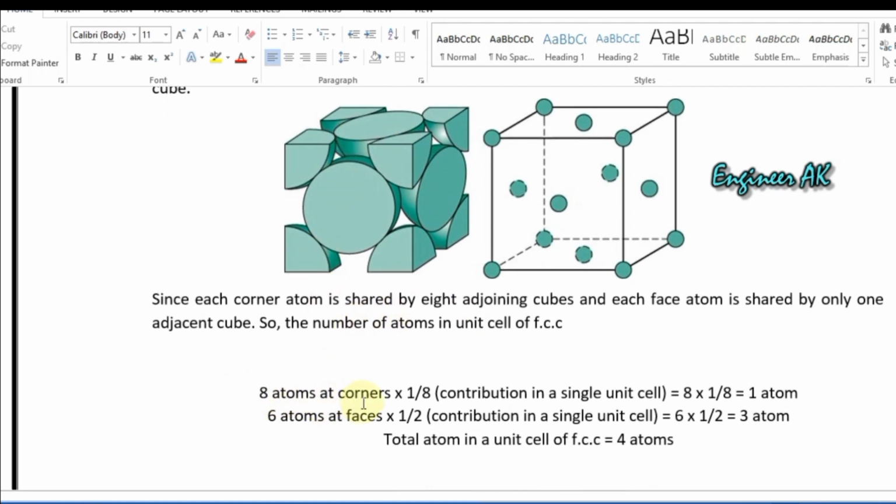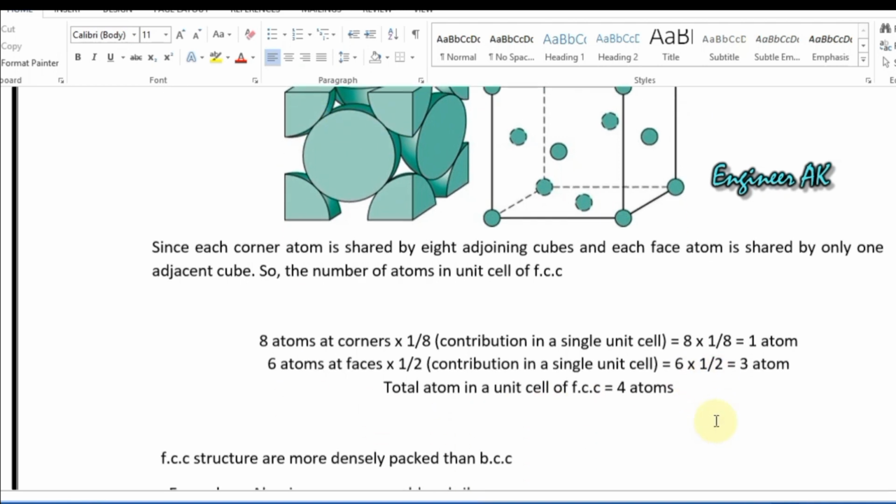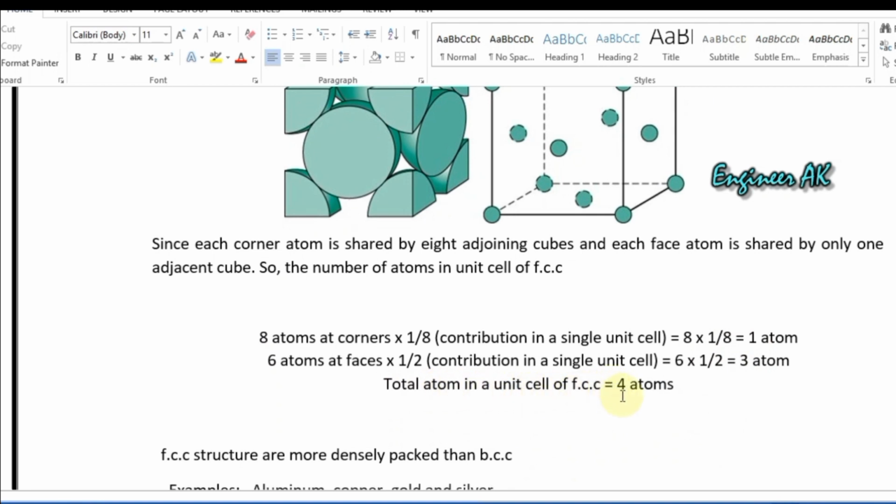So 8 atoms at the corners with 1 over 8 contribution, so total 1 atom, same as BCC. But there are 6 faces of the cube, 1 2 3 4 5 6 atoms, and each face, as I told you, is shared by 2 cubes, so 1 over 2 contribution in a unit cell. So 6 multiplied by 1 over 2 is 3 atoms. If I combine this and this, it gives 1 atom. If I combine this and the one downward, it gives 1 atom, and if I add the back one and this side, it gives 1 atom, so 3 atoms. If I add them, the total number of atoms in a unit cell of FCC is 4 atoms.